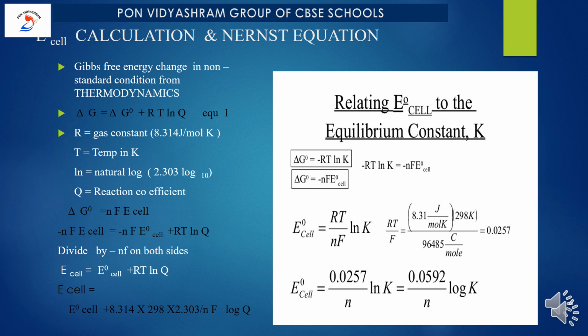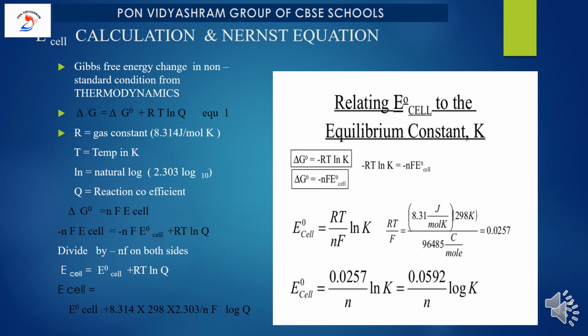So, equation 1, whatever you are seeing here: delta G is equal to delta G naught plus RT ln Q. This equation you have studied in thermodynamics in class 11. Remember, go through this from the book. Now, in this equation, we will see what all the terms are.